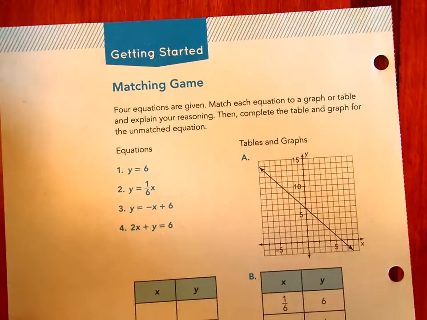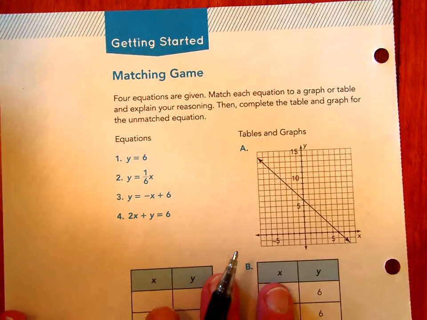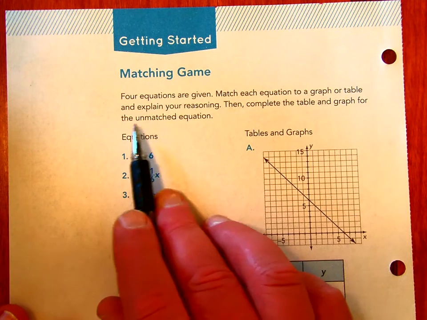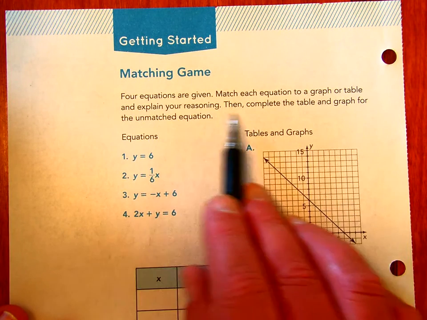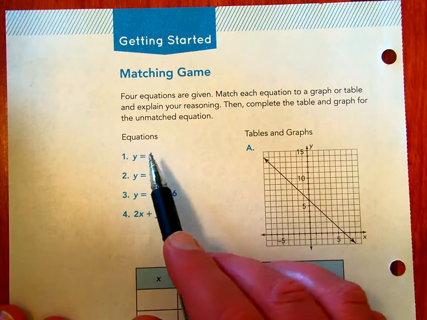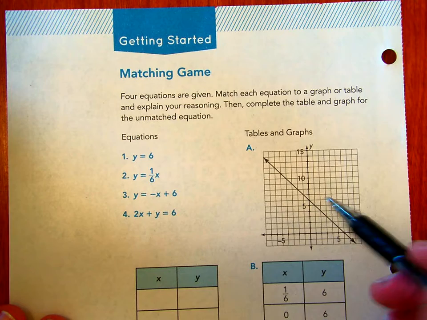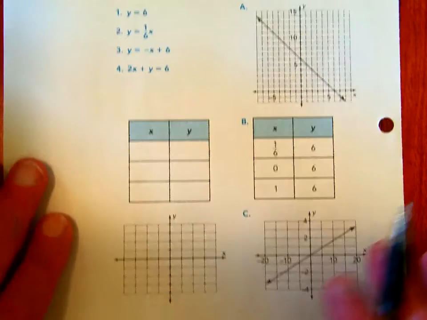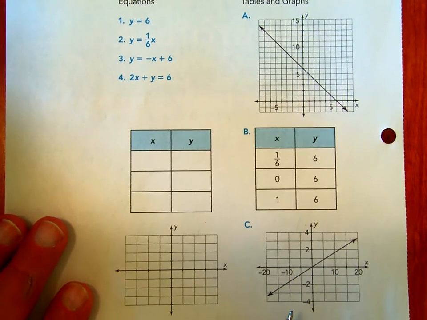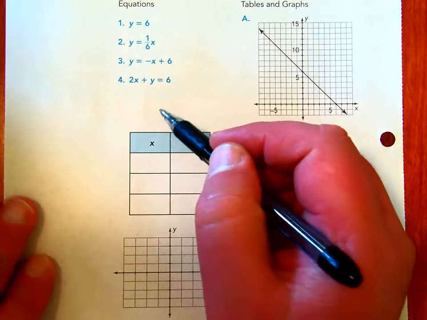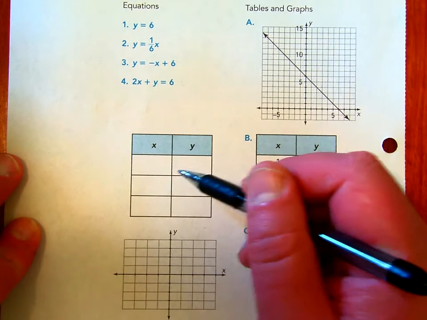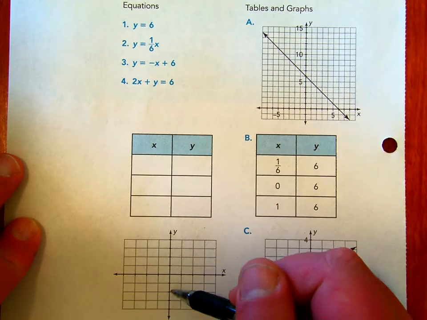Matching game. Four equations are given. Match each equation to a table or the graph and explain your reasoning. Then complete the table or graph for the unmatched. So of these four, three are going to match either A, B, or C, and one of the four won't be represented over here. You're going to have to create a table for it and a graph for it.